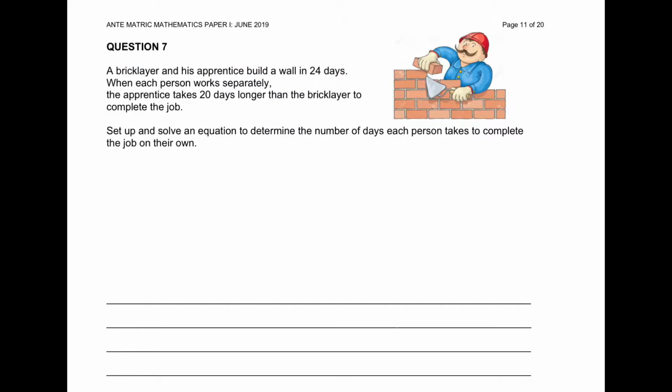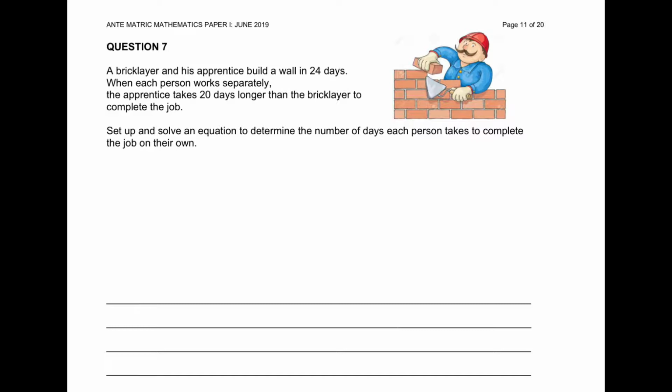All right, the word problem, question 7. A bricklayer and his apprentice build a wall in 24 days. When each person works separately, the apprentice takes 20 days longer than the bricklayer to complete the job. Remember, the apprentice is the helper or the person who's learning how to do the job, and he obviously is helped by the bricklayer. Set up and solve an equation to determine the number of days each person takes to complete the job on their own.